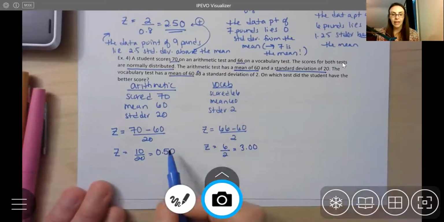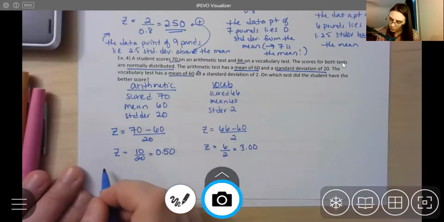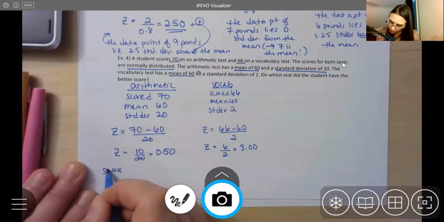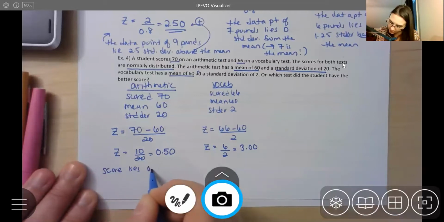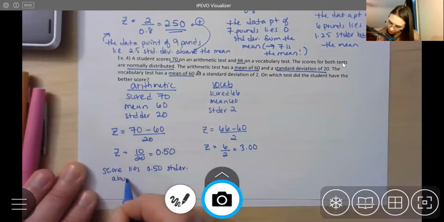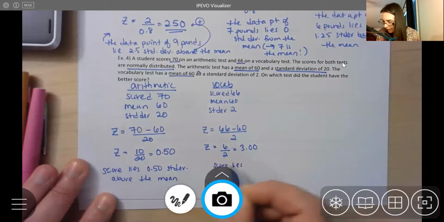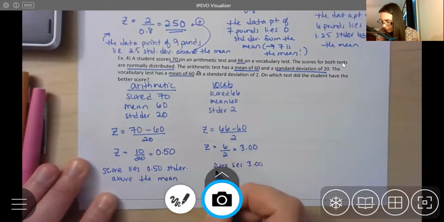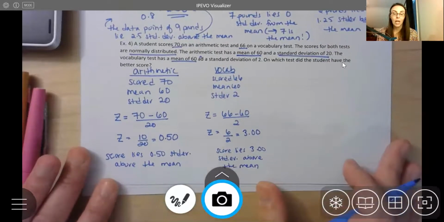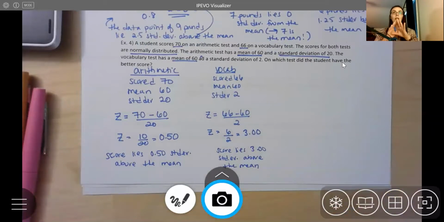So here I have a z-score of 0.5. So it means that the score lies 0.5 standard deviations above the mean. And here our score lies 3 standard deviations above the mean.